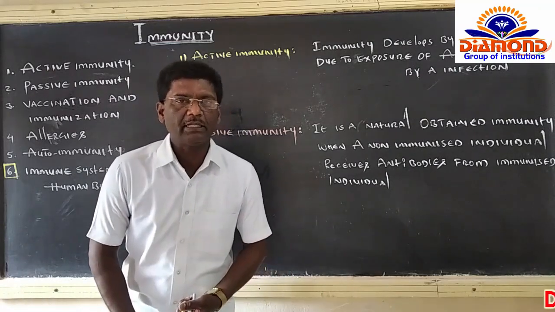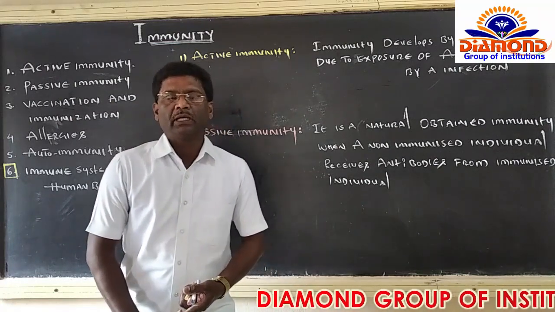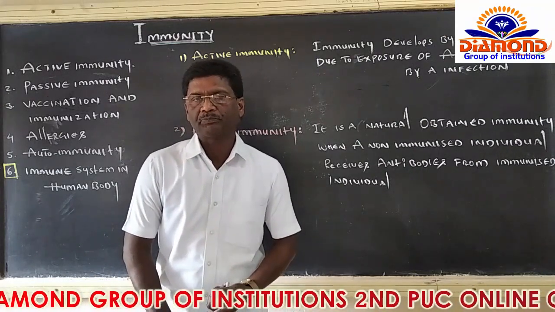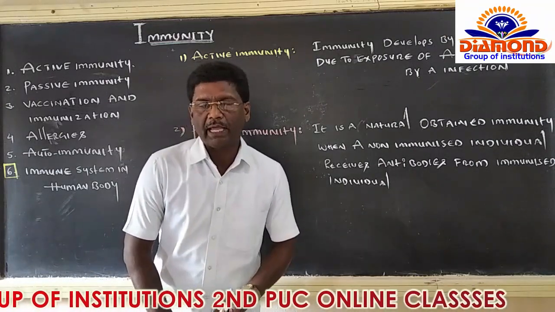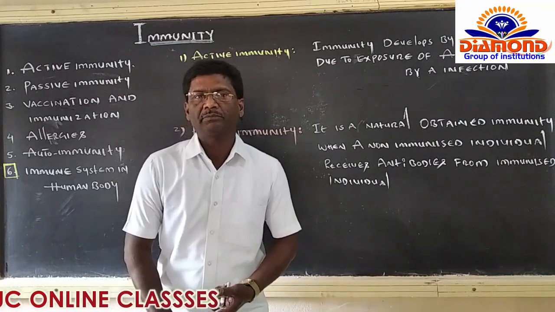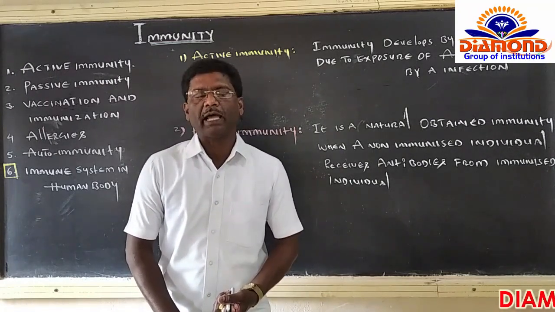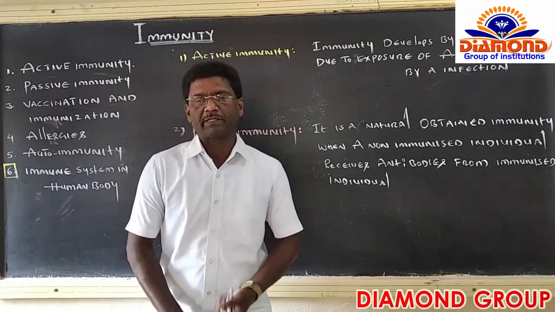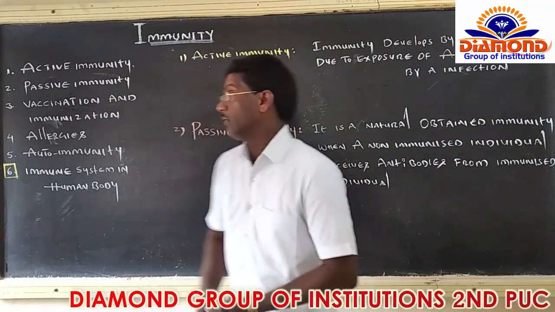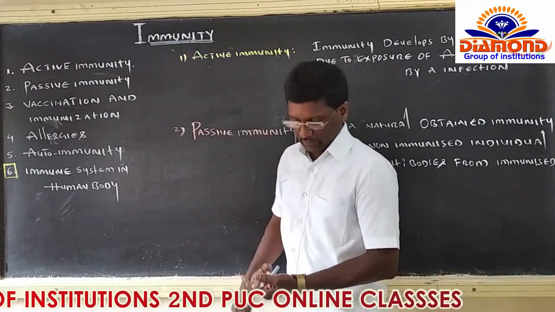My dear students, in the previous class, I explained very clearly the mode of action of T lymphocytes, first one. Second one, the mode of action of B lymphocytes. And lastly, third one, the structure of one antibody molecule. Right, that's what I explained very clearly in the previous class. Today, I would like to continue my class with the same topic. The topic name is immunity.